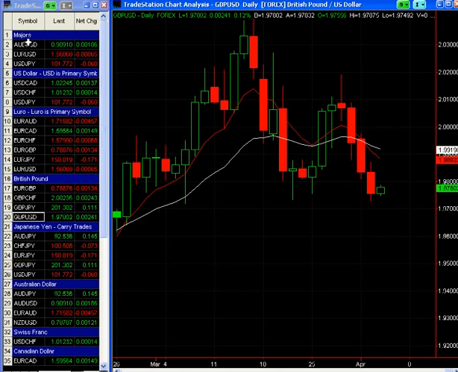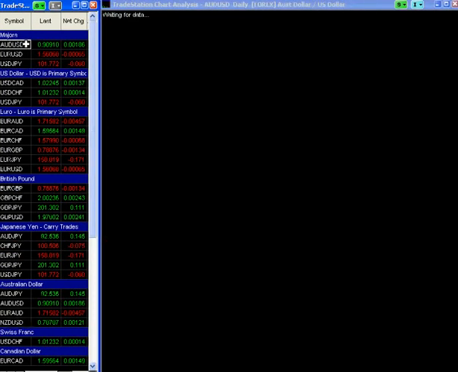That's the British pound. The Aussie dollar is a very similar chart. You've got an 8 and 21-day moving average crossover. These things do work in the market. You've just got to know how to use them. Just waiting for that to load.